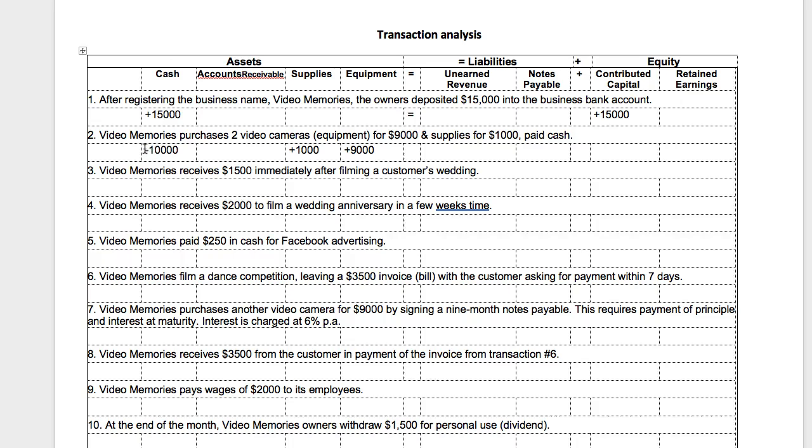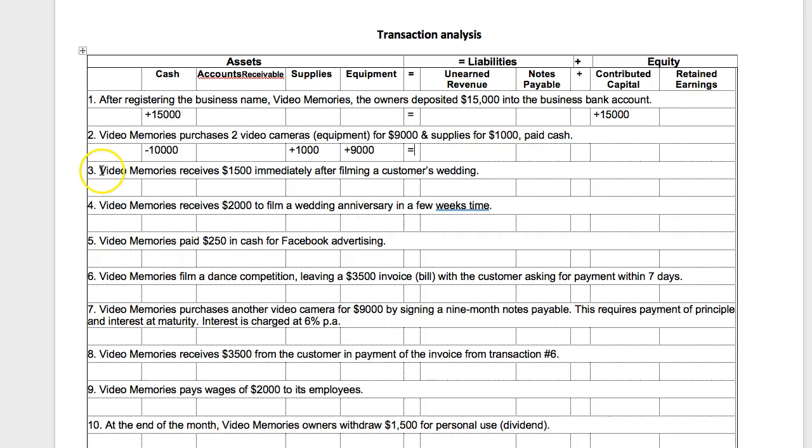Now this is interesting here. I've got a minus 10,000 plus 10,000. You see how that cancels out, and that equals nothing on the other side. So what's happened is I've just taken some cash and used that to buy another asset. One asset went up, one asset went down, and it cancels out. So altogether, there's no change in the total assets.